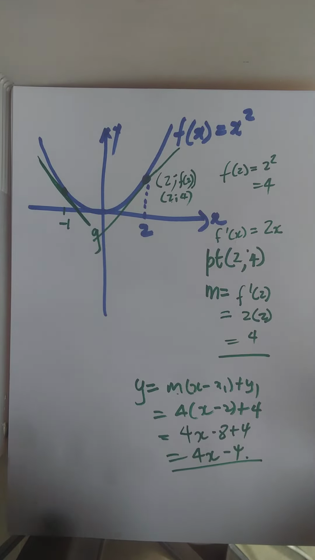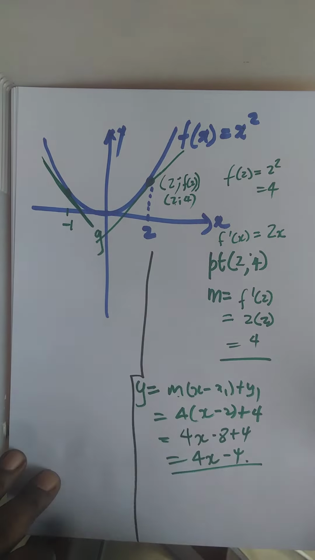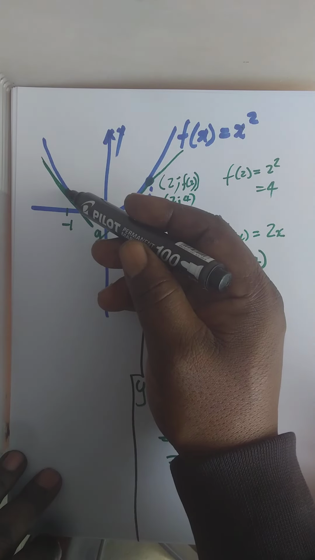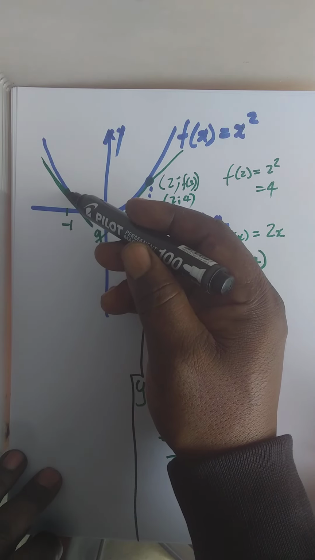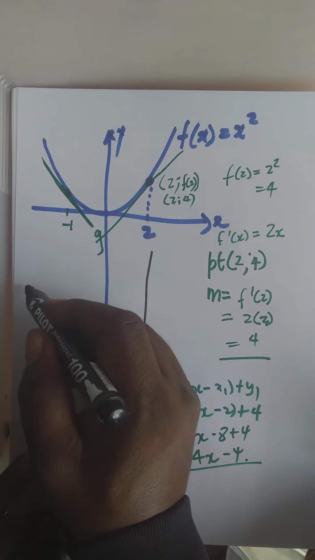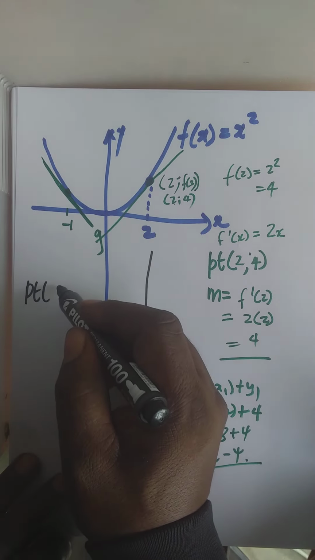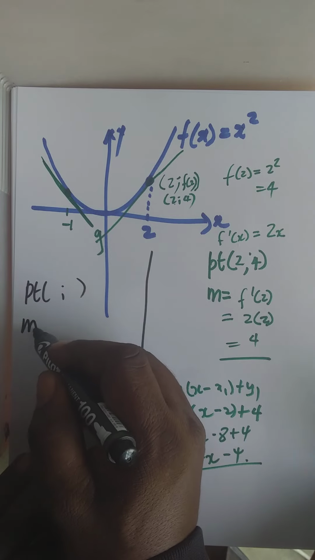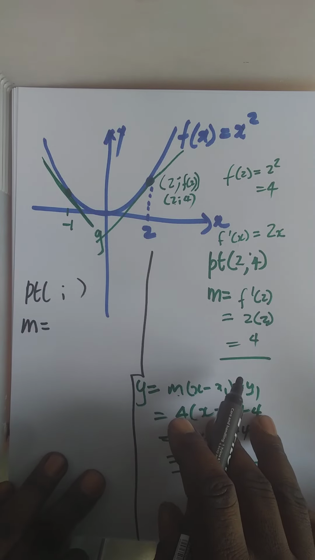Okay, now I want to find the equation of the tangent passing through the curve at x is equal to -1. I need to know the point, and I need to know the gradient.